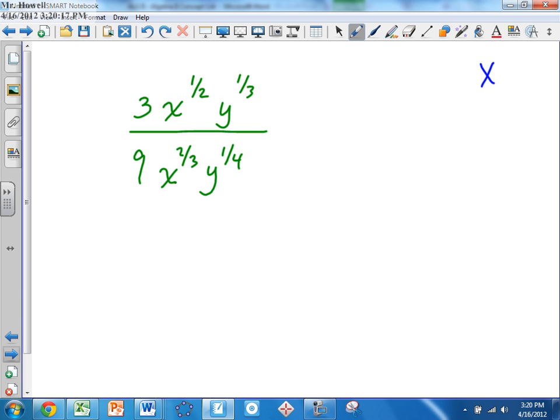Remember, in case you forgot, on the side, random numbers picked: x to the 8th divided by x to the 5th becomes x to the 3rd. I did 8 minus 5, giving me the 3rd. We talked about that in class.